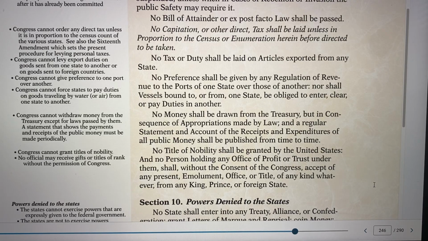A statement that shows the payments and receipts of the public money must be made periodically. So they have to publish what they're doing. When they take money from the Treasury, they have to publish exactly what they're doing.